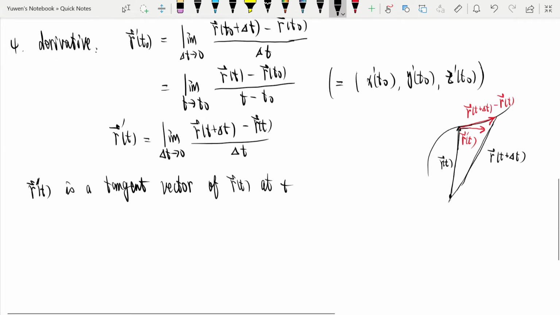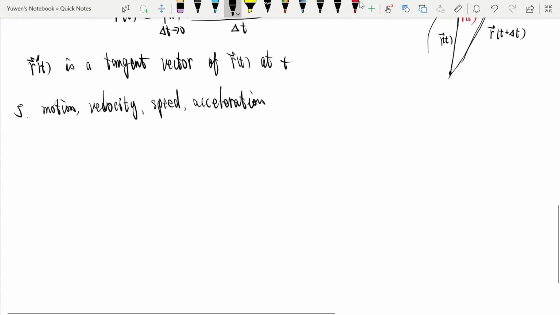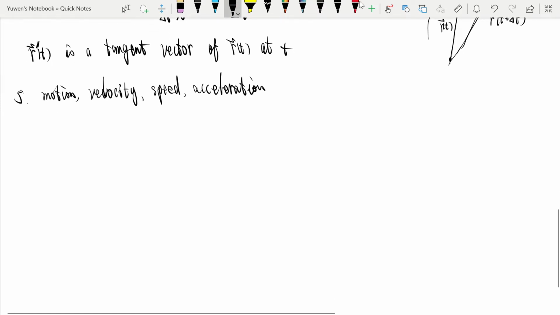And there are some other definitions, that is motion, velocity, speed, and acceleration. That's the physical concept for the derivative of r(t).